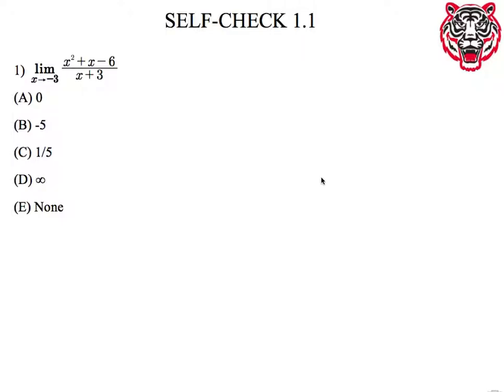Number 1. So we take the limit as x goes to -3. Let's change to our pen here. When we plug in -3, we get (-3)^2 plus -3 minus 6, all of that divided by -3 plus 3. We immediately see that's 0 over 0.